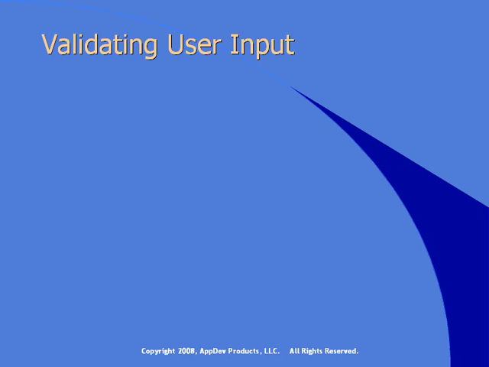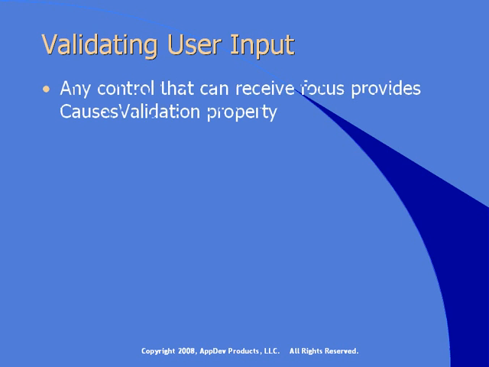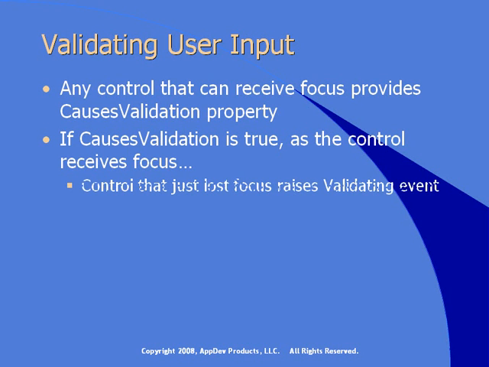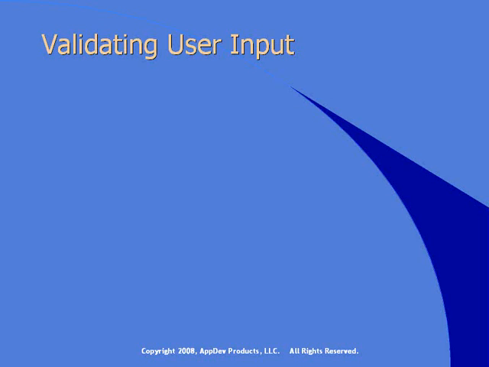One of your jobs as a developer is to ensure that data is correct before you save the data somewhere. Any control that can receive the focus provides a causes validation property. If causes validation is true, as the control receives focus, the control that just lost the focus raises its validating event. If the causes validation property isn't true, the control that just lost the focus doesn't raise its validating event.